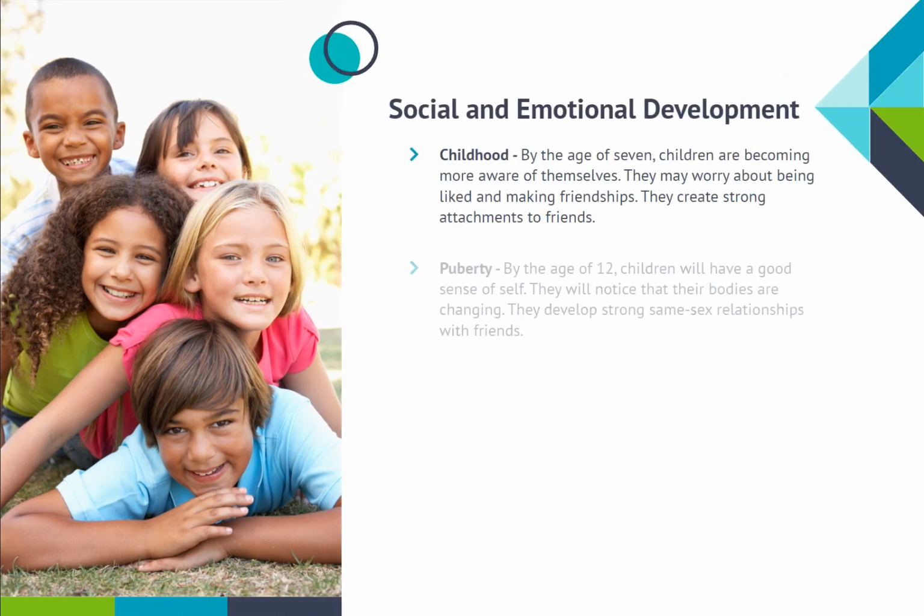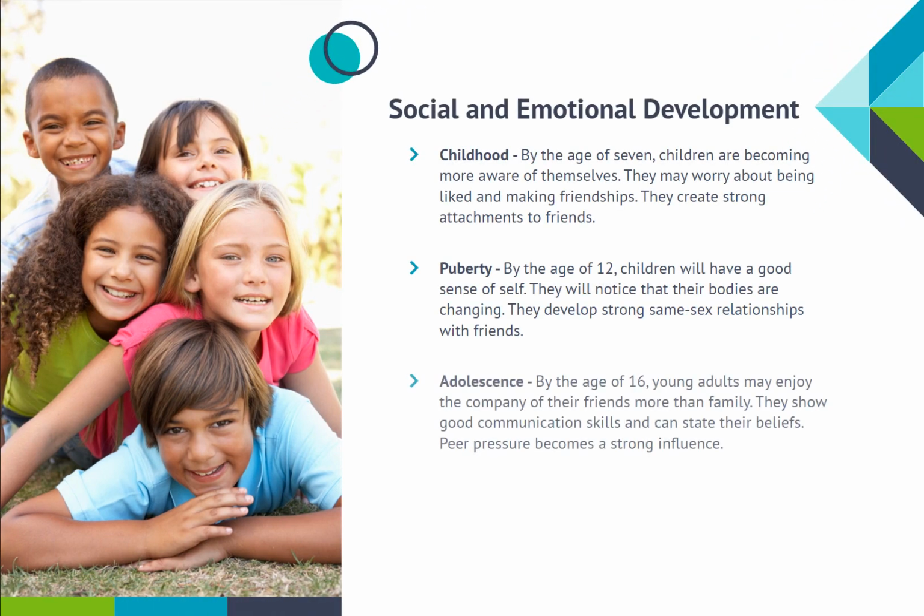Childhood. By the age of 7, children are becoming more aware of themselves. They may worry about being liked and making friendships. They create strong attachments to friends.